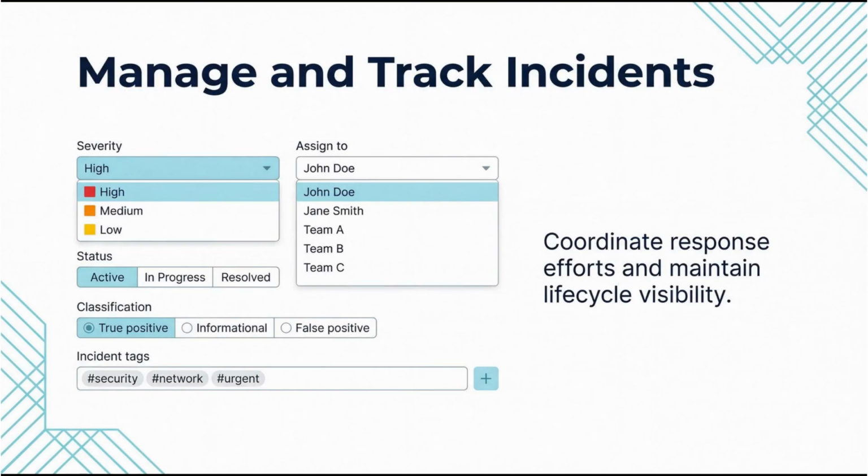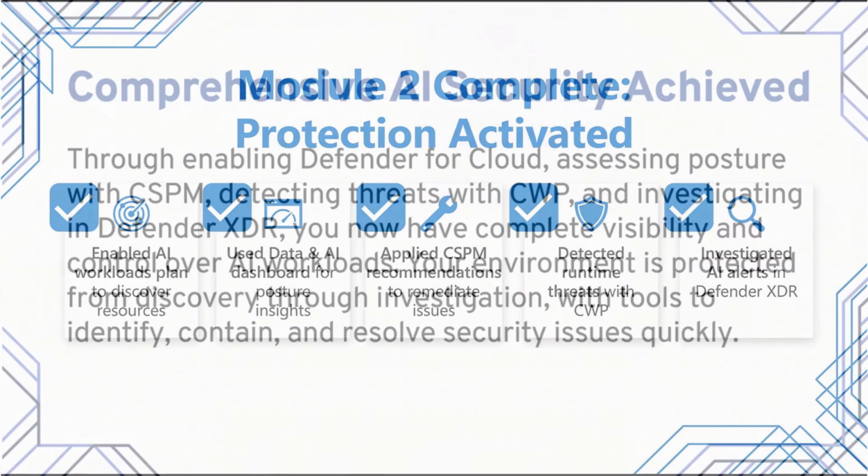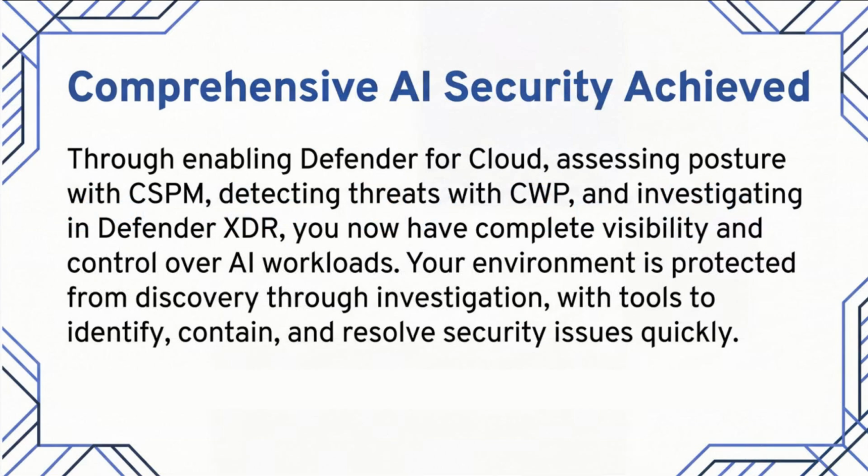Use Defender XDR to coordinate response efforts, track incident lifecycle, assign ownership, and maintain full audit trails for AI related security events. Well done completing Module 2. You've enabled the AI Workloads plan, used dashboards and CSPM for posture insights, applied recommendations, detected runtime threats with CWP, and investigated AI alerts in both Defender for Cloud and Defender XDR. You now have end-to-end visibility and control over AI workloads, from discovery and posture management through runtime protection and incident response.